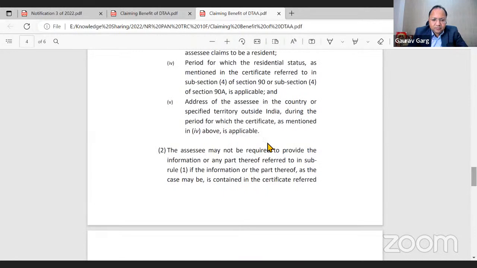Thanks, Gaurav. Okay. Any other question on the 10F or TRC issue? Can this 10F be filed by a non-resident who doesn't have a PAN? No, it cannot. So in that case, what happens? If the non-resident is not filing 10F and the TRC does not contain the relevant information, in such a case the non-resident will not get treaty benefit.